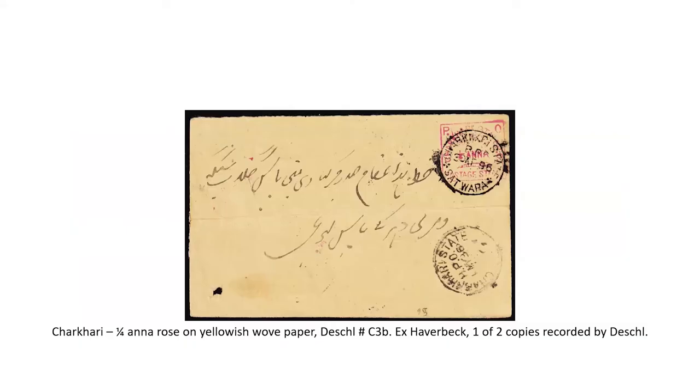This is Deschel number C3B. It's an exceptionally rare postcard in rose color. What you normally find is in the purple color, magenta. Not even magenta, it's actually really purple that is the color issued. But the very first issues were made in pink. This happens to be one of two used examples recorded by Deschel.